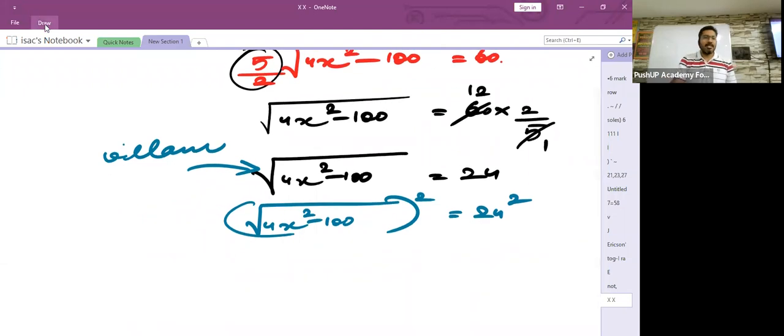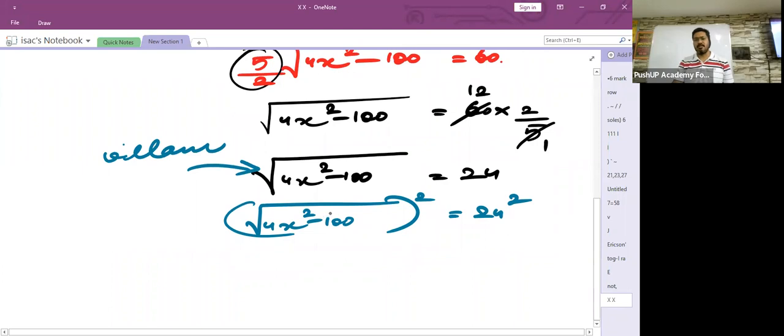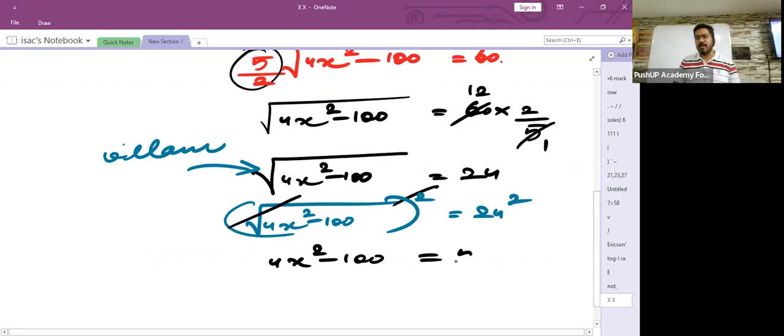So the left-hand side will get simplified. That is the purpose behind squaring both the sides. What will happen? The square and square root will get eliminated. We have learned this concept in laws of indices. In class 8, and even in class 9, in the chapter indices, we had learned why square and square root sign gets eliminated. So 4x square minus 100 is equal to 24 square, which is 576.